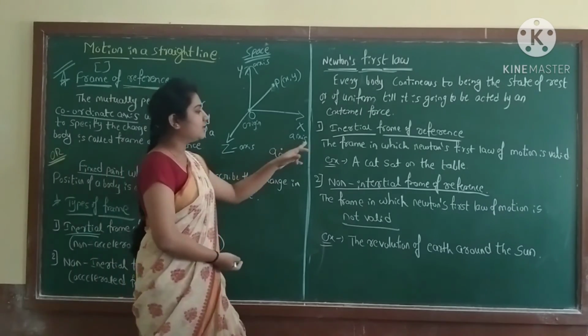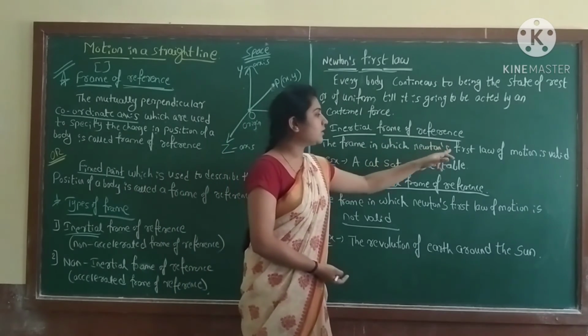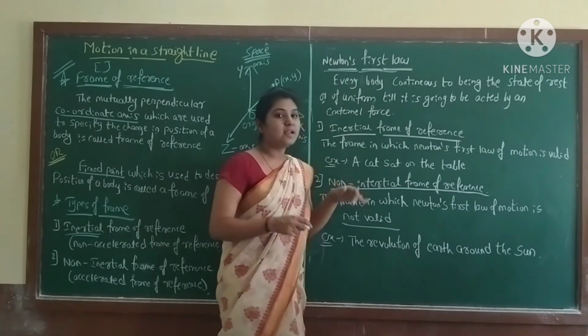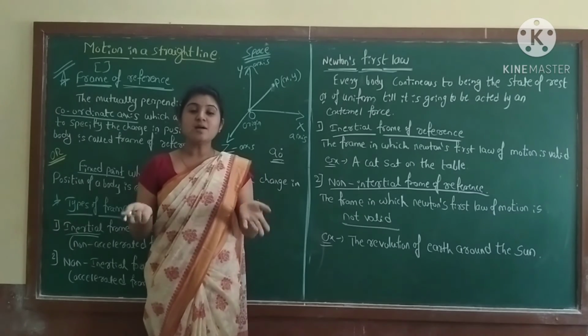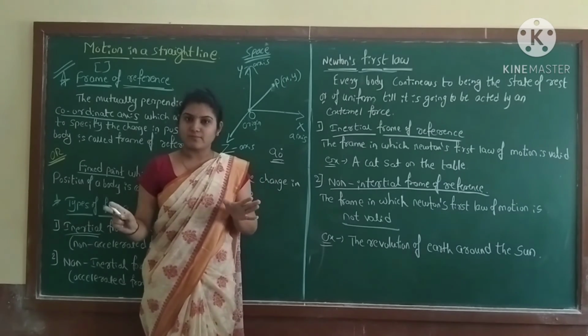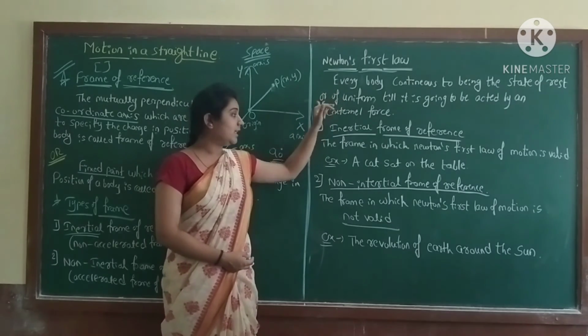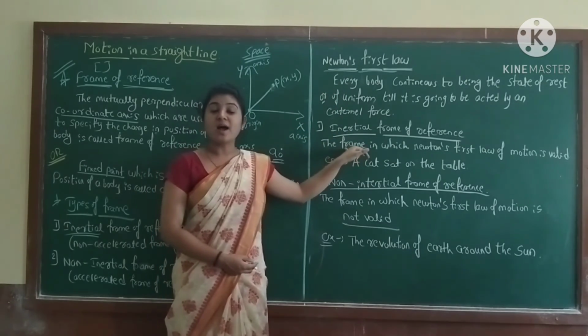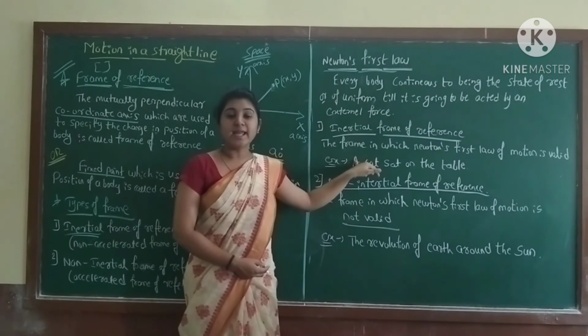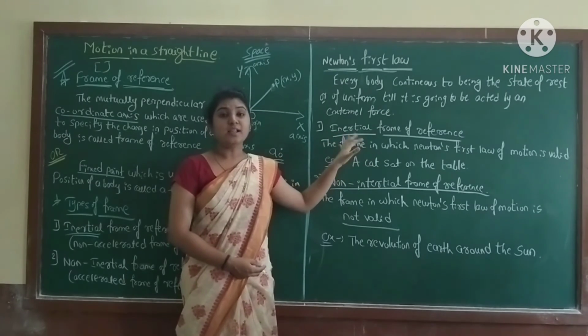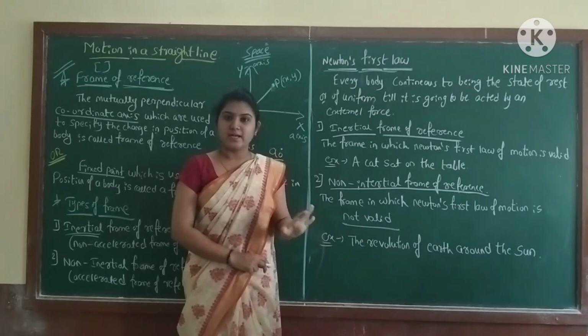What do we say here? The frame in which Newton's first law of motion is valid, that we can say is the inertial frame of reference. Understood? So if this Newton's first law of motion is present or holds good, only then we call it an inertial frame of reference.